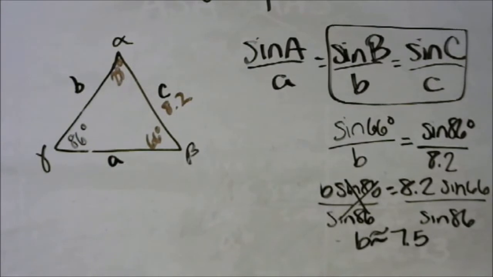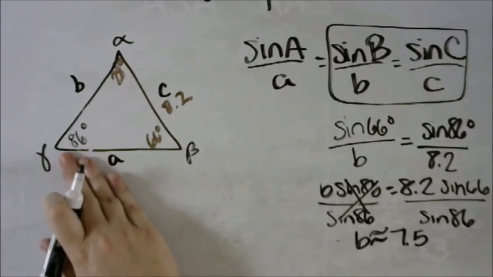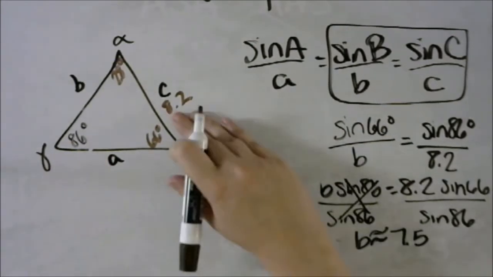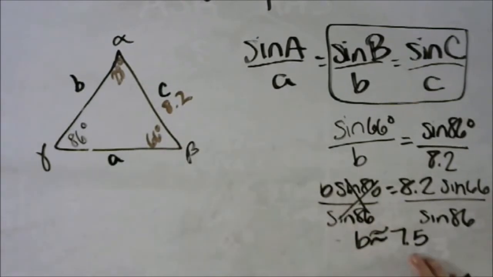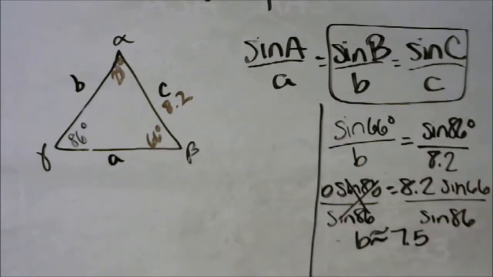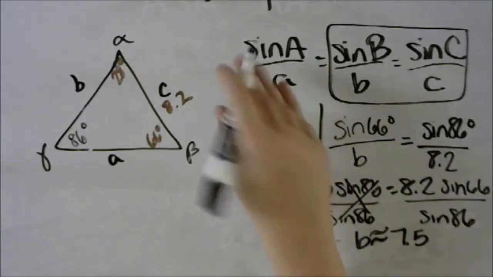I like to do a logic check. I know that gamma was the largest angle at 86, so C should be the largest side. My answer for B is not larger than my answer for C, so I'm happy that it fits via the hinge theorem. The next angle I'm going to find, or side I'm going to find, is A.